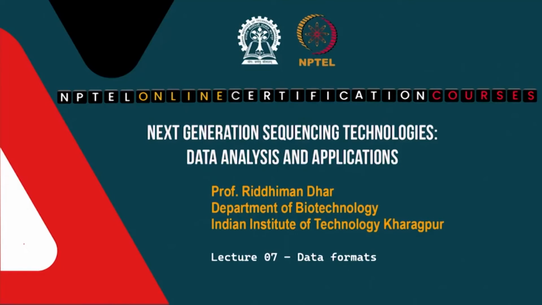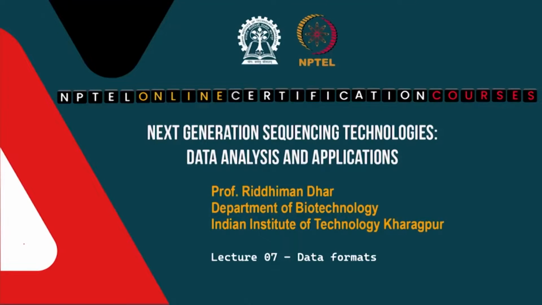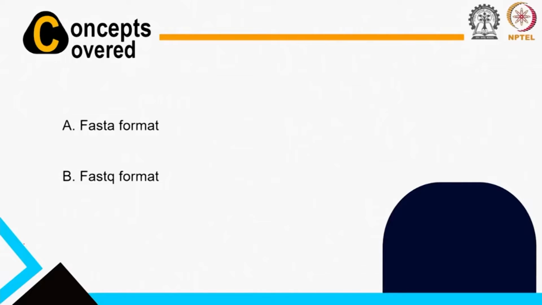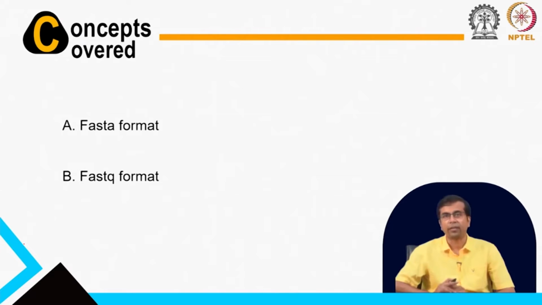In today's class, we will be focusing on data formats. So, you have designed your experiment and you have sent your sample for sequencing. You get the data back from the sequencer. So, how would you interpret the data? How would the data look like? This is something that we will be discussing today, and specifically we will be talking about two data formats in this class. One is the FASTA format and the second one is FASTQ format.